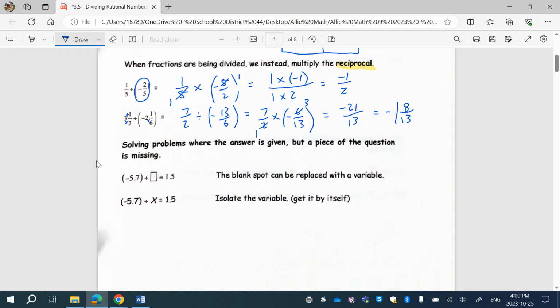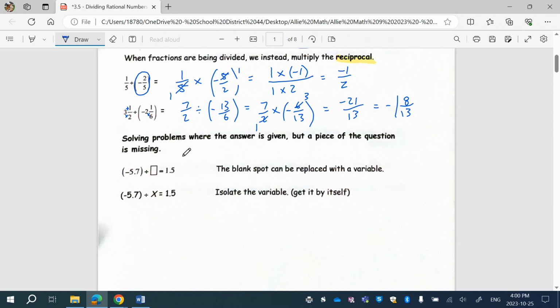And finally, solving problems where an answer is given, but a piece of the question is missing. Okay, so we have the answer here, but we are missing a piece of the question. So first, this blank spot can be replaced with a variable. So we're solving now for x. And really, when we say equals blank, we are kind of solving for x as well, but here it is going to help us to put the x here and then deal with our equation.